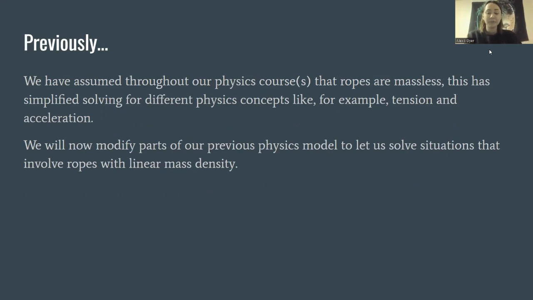As I said previously, throughout our physics courses, we've assumed that ropes are massless. This has simplified solving for different physics concepts, for example, tension or acceleration. We will now modify different parts of our previous physics model to let us solve situations that involve ropes with linear mass density.